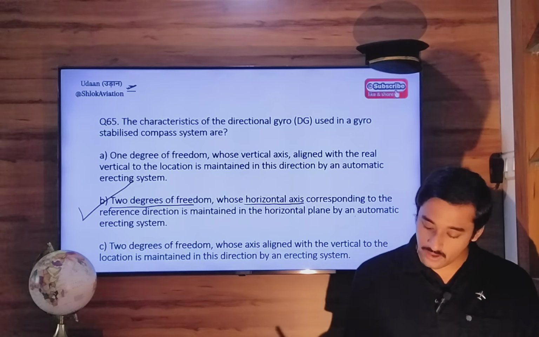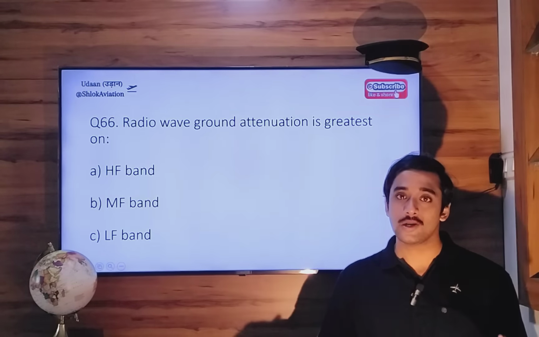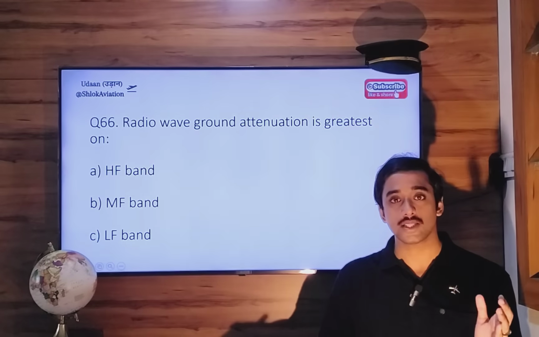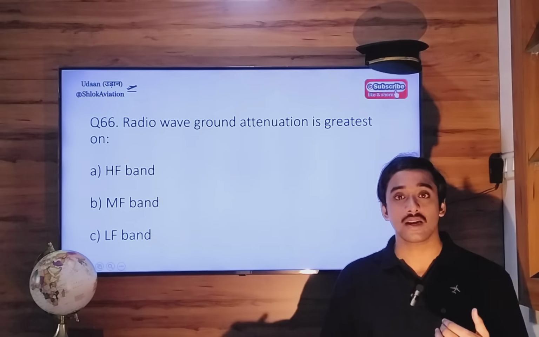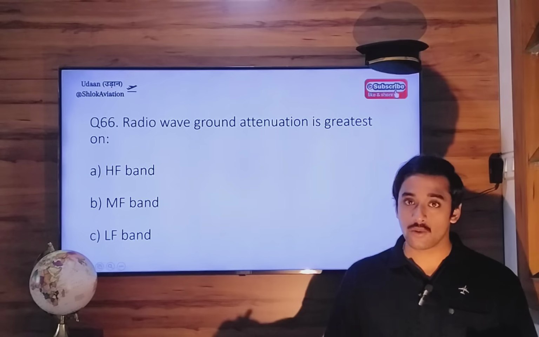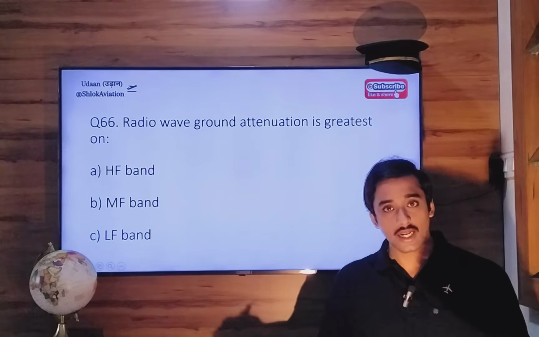Next, question 66. Radio wave ground attenuation is greatest on what frequency? Now, what is attenuation? Attenuation is loss of signal strength as the signal travels outbound, as the signal travels away from the transmitter. Now, radio wave ground attenuation is greatest, attenuation increases as the frequency increases. So, out of the three bands here, option A will be the correct option.